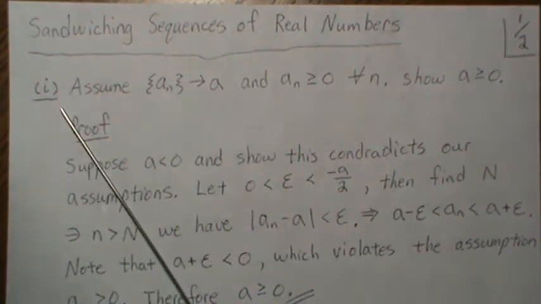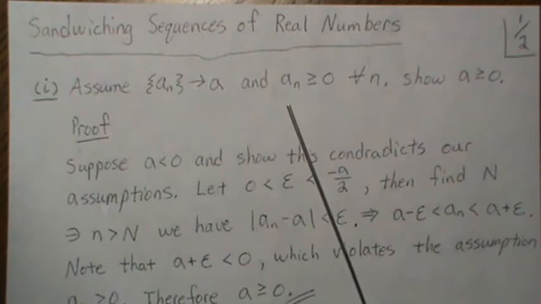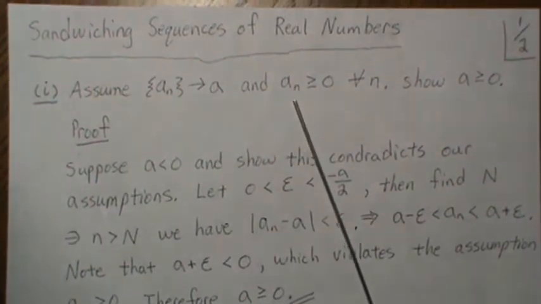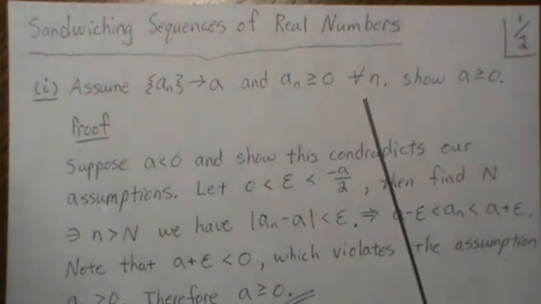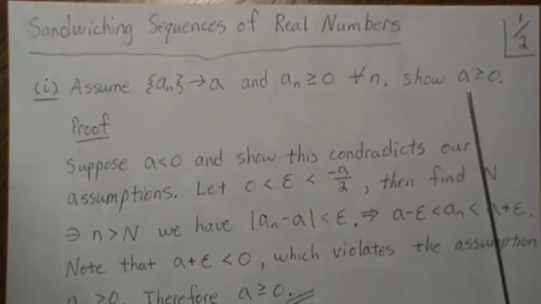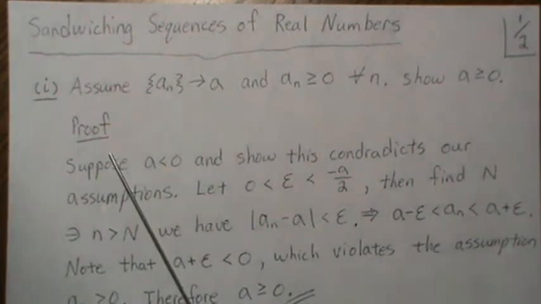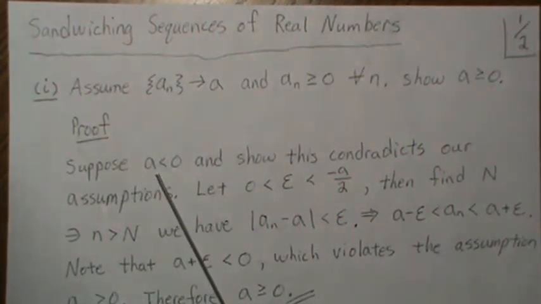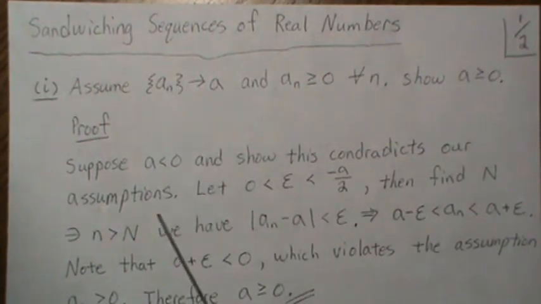So number 1, we're going to assume that a sequence converges to A and all the terms are greater than or equal to 0, non-negative, and that's for all n. And we want to show that the limit has to be non-negative. And the proof is by contradiction. We're going to suppose that the limit is negative, and then show that this contradicts our assumptions, and therefore A must be non-negative.